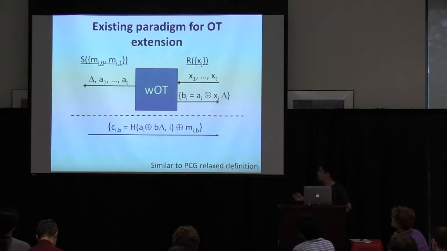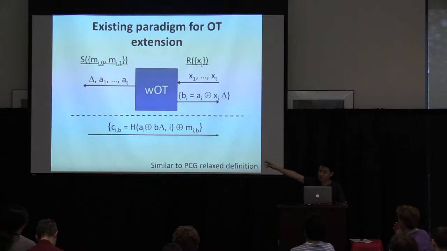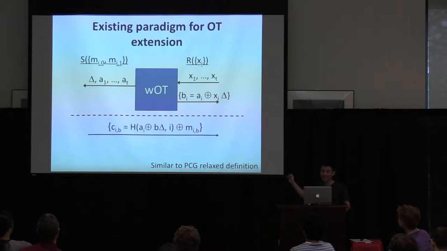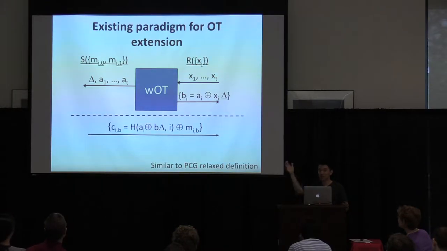So in most of the constructions, this weak OT is not fully secure, in the sense that a malicious receiver can choose the value of B_i, and a malicious sender can choose the value of A_i. If the sender is malicious, then A_i can be chosen by the adversary, and then B_i is set according to A_i and the correlation. This is very similar to the relaxed pseudo-random correlation generator notion, the second notion that Yuval mentioned this morning. So I changed these slides this morning, by the way. It's actually true that in almost all OT extension protocols, this is how it works.